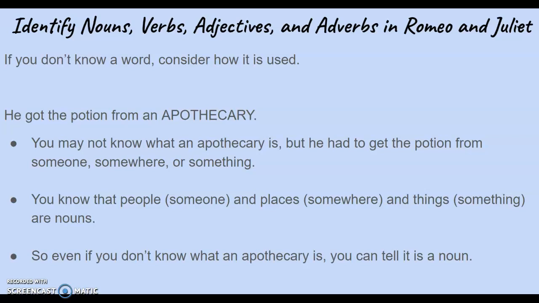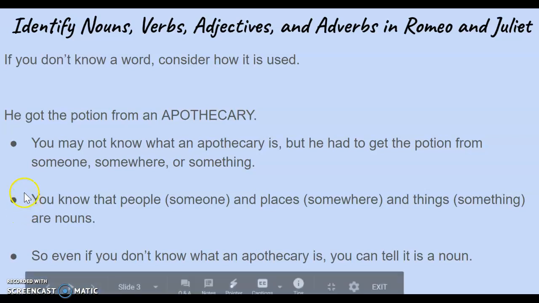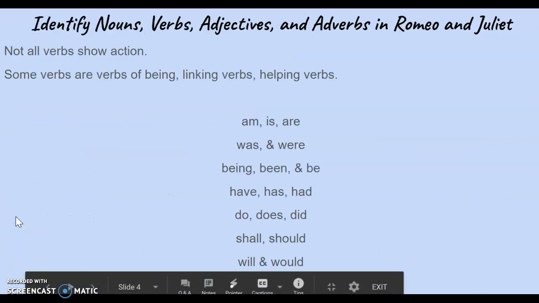All right. An apothecary, by the way, is kind of like an old-fashioned pharmacist. They would make potions and medicines, and people would go get them from them. One of the things you could buy from an apothecary is poison. So anyway, you'll see when you read the summary of Romeo and Juliet. So even if you don't know what an apothecary is, you can tell it's a noun just because it has to be a person, place, or thing, just the way it's used in the sentence.